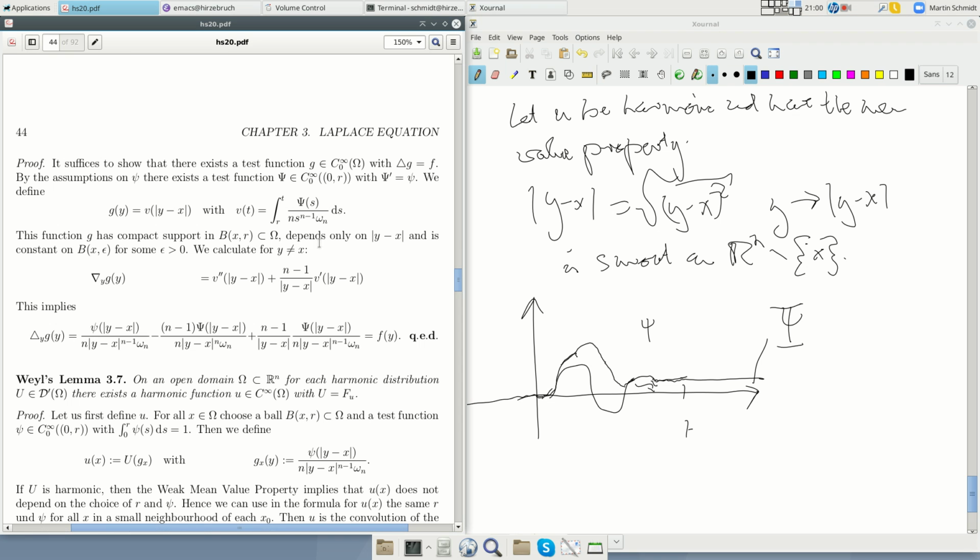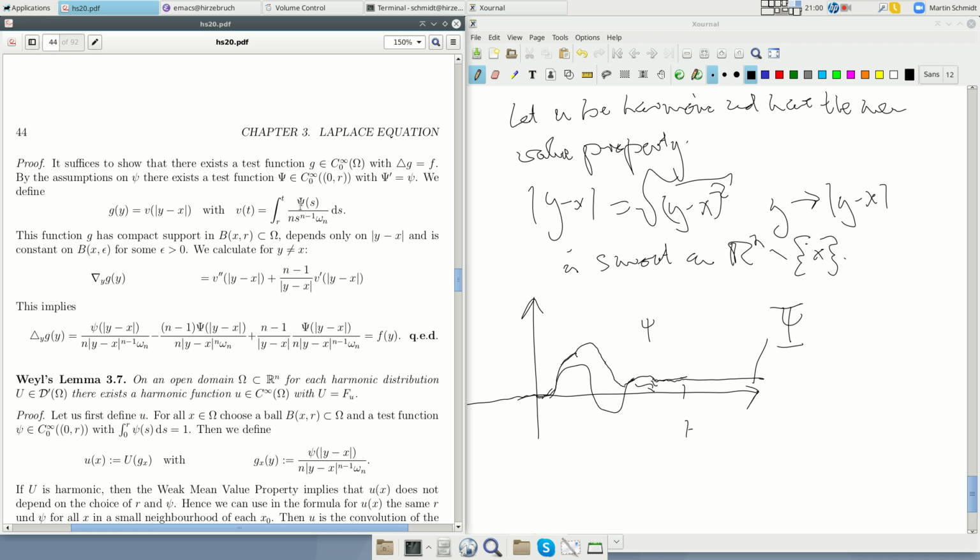Then the claim is for large t, this is clearly 0, because if t is larger than r, then this is always 0. So for large positive t, this is 0. It can only be non-zero for small values.